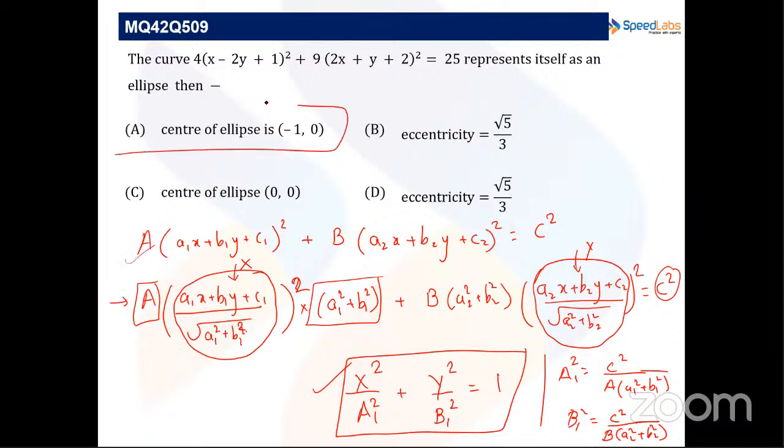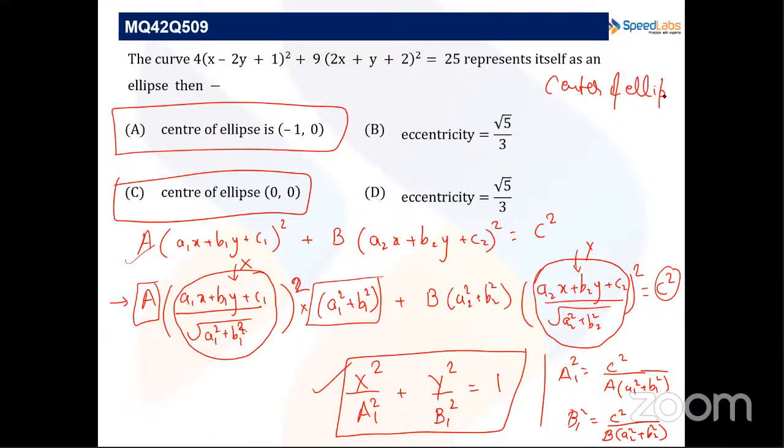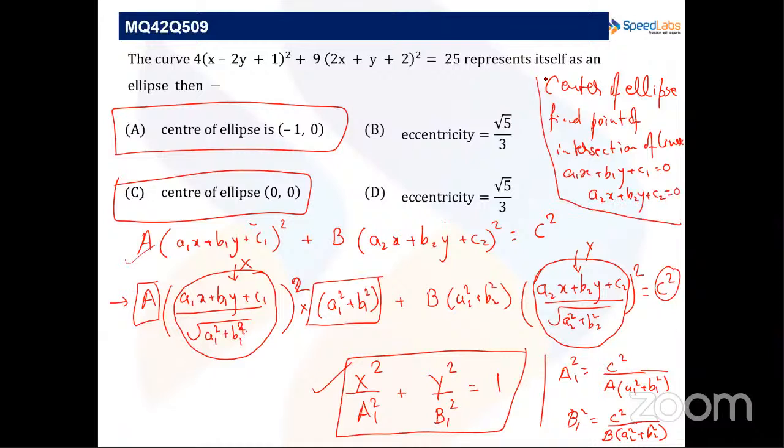For the center of ellipse, to find center of ellipse, the concept is you need to find point of intersection of lines a1x plus b1y plus c1 equals to 0 and a2x plus b2y plus c2 equals to 0. So this is our concept here. Now we would be applying the same concept.